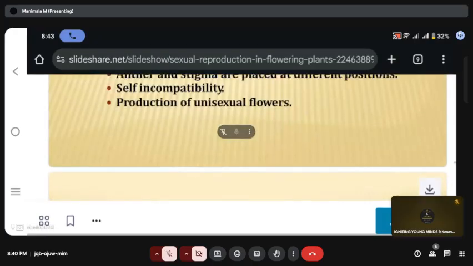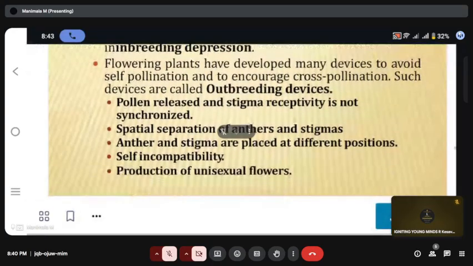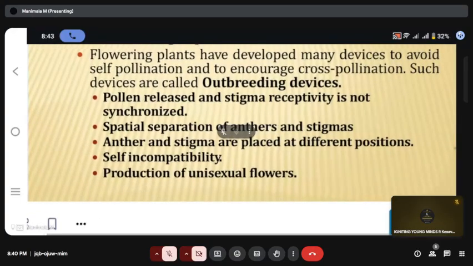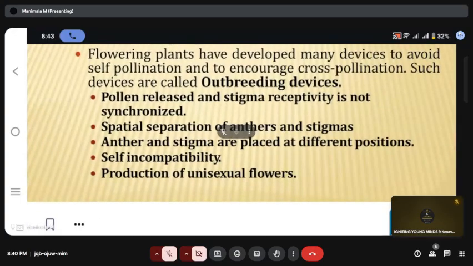What are the 4 outbreeding devices? First என்னது, what is the first one? Are you there? Yes, ma'am. Yes, what are the 4 devices, outbreeding devices we are using? First என்னது? Yes, what is the first one? செந்தமிழ் செல்வன், right? Unisexual flowers, ma'am.